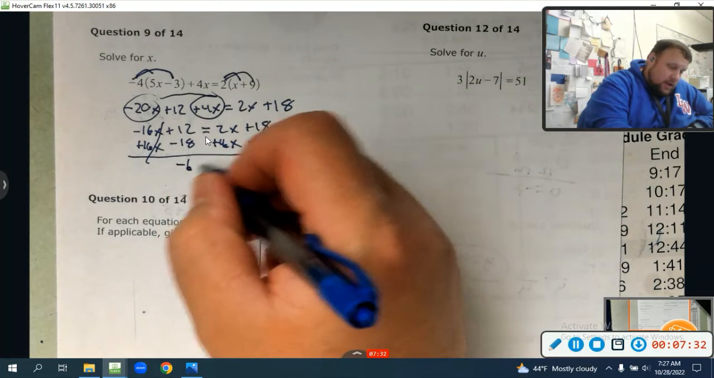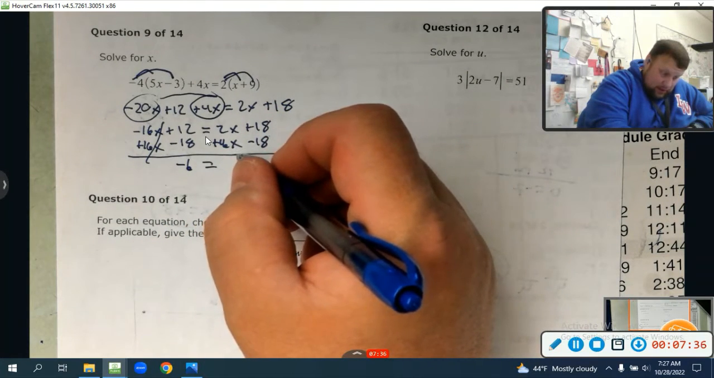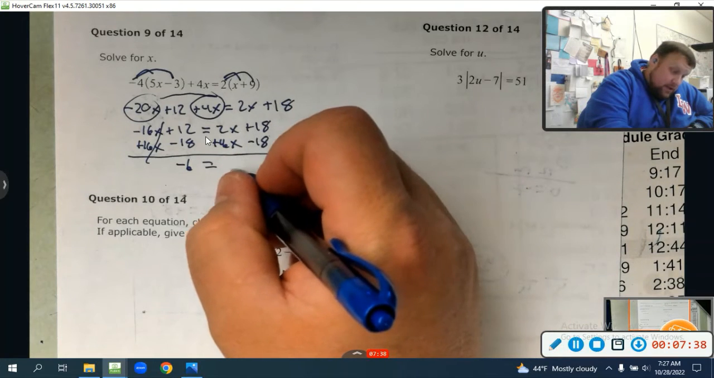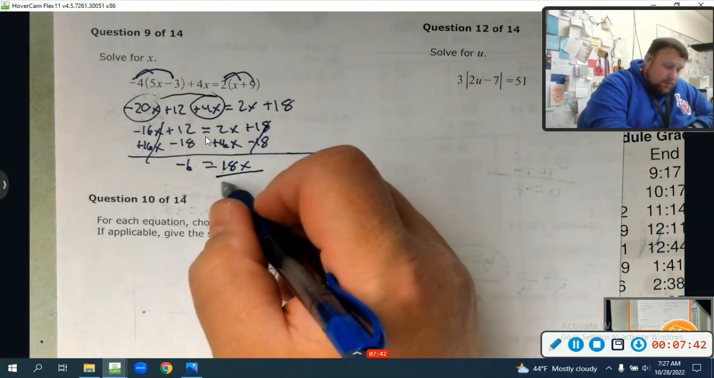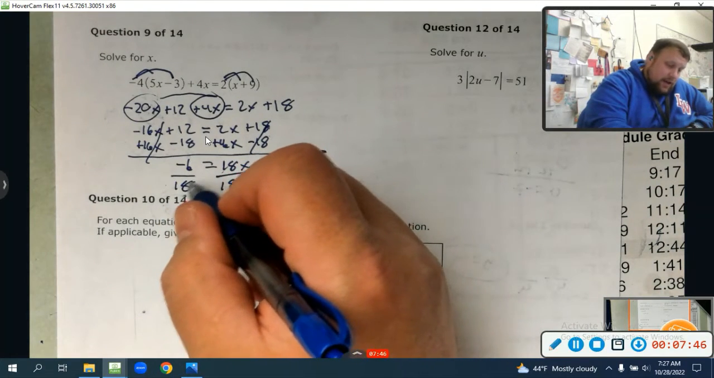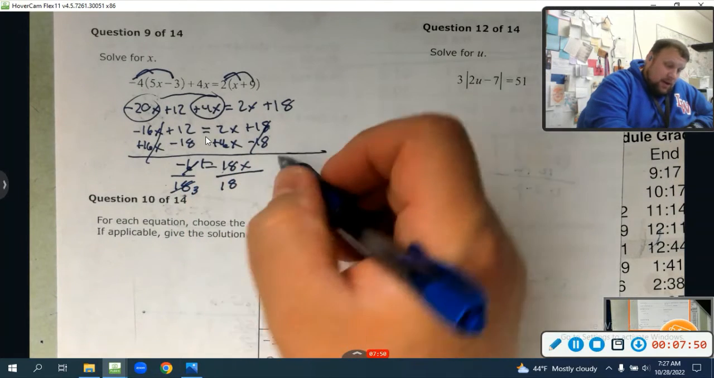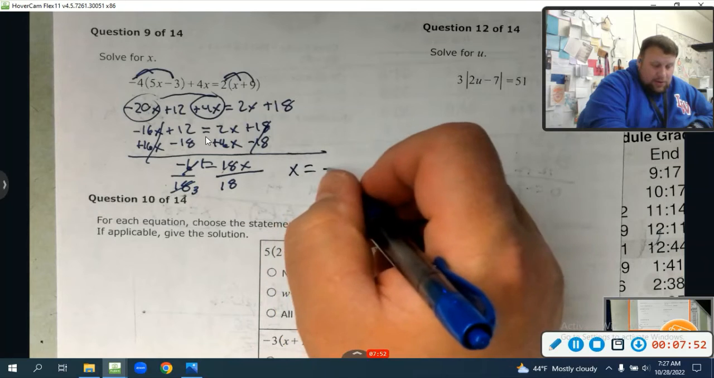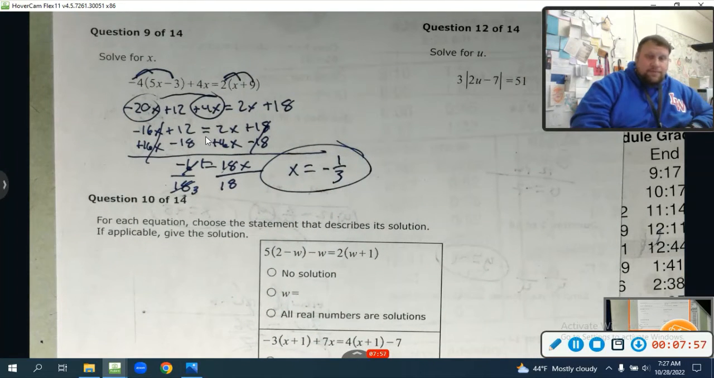What do I get? Well, I can't avoid negatives all the way. I'm going to get negative 6 here equals 2x plus 16x, which is 18x. And when I divide both sides by 18, see, 6 goes into 18 3 times. It goes into 6 1 time. So I end up with x equals negative 1/3. Look at that.